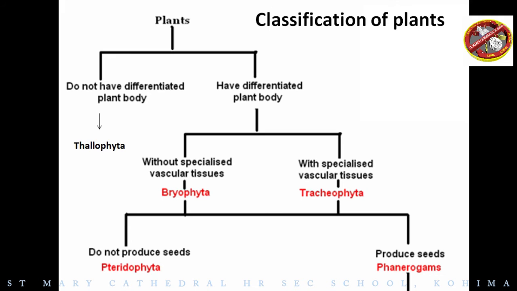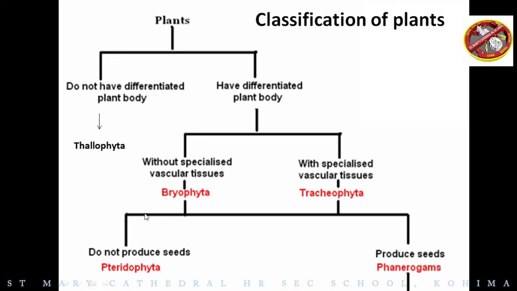So the first one, we will look at the classification of plants, or Plantae. These plants are divided into a group that does not have a differentiated plant body and another that has a differentiated plant body, which means they are not differentiated into root, stem, and leaf. This group is called Thallophyta. The group that has a differentiated plant body is divided into 2 groups, Bryophyta and Tracheophyta. Bryophyta do not have vascular tissues, while Tracheophyta have special vascular tissues.